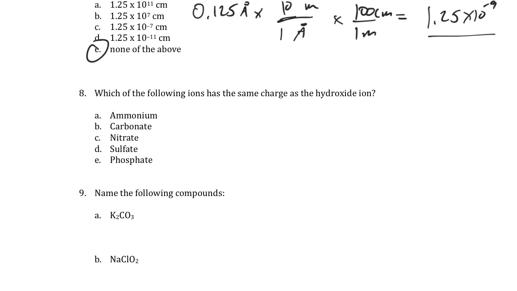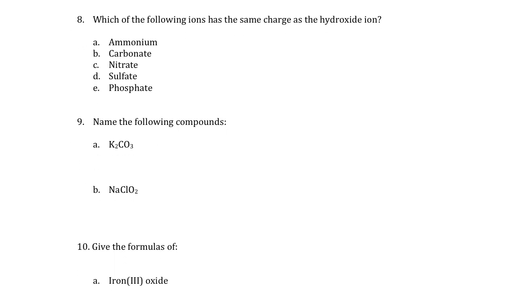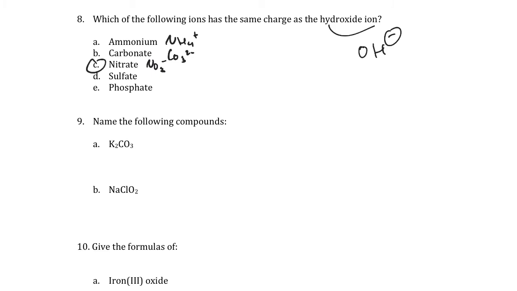Okay, so moving on to number 8. Which of the following ions has the same charge as hydroxide ion? Just making sure we remember it's OH with a minus charge. So ammonium is NH4 plus, carbonate is a 2 minus, nitrate is NO3 minus, so that's the right answer. Sulfate's a 2 minus, phosphate obviously a 3 minus.